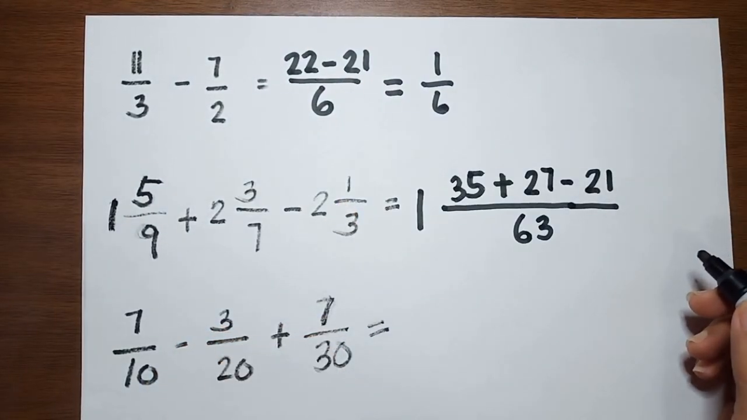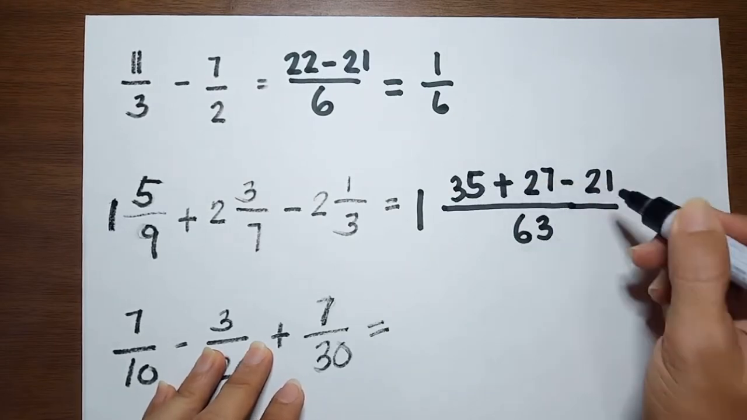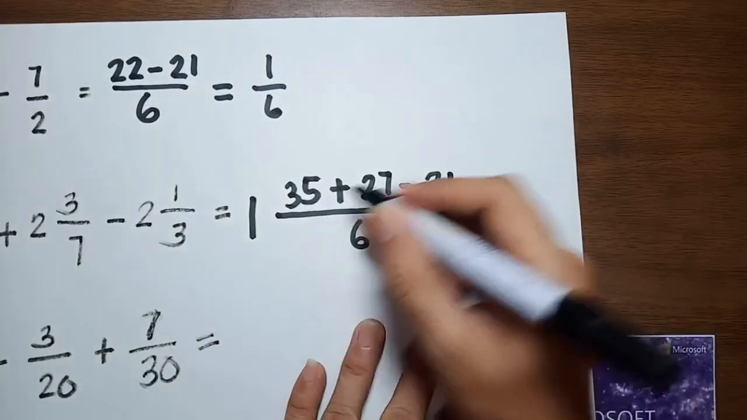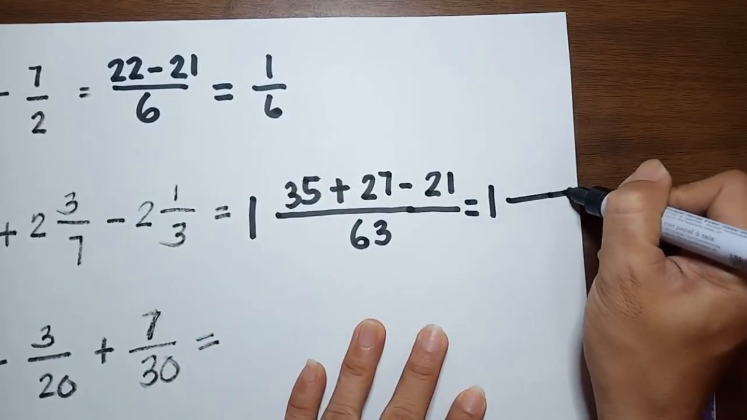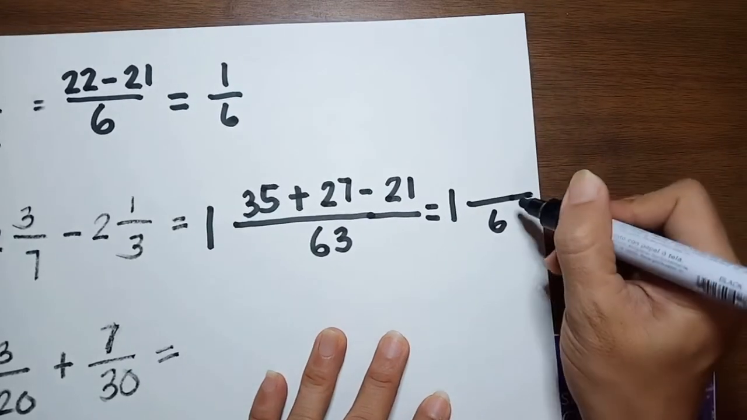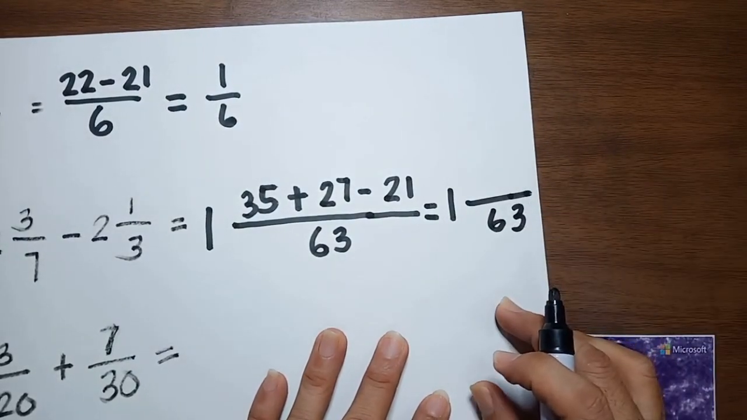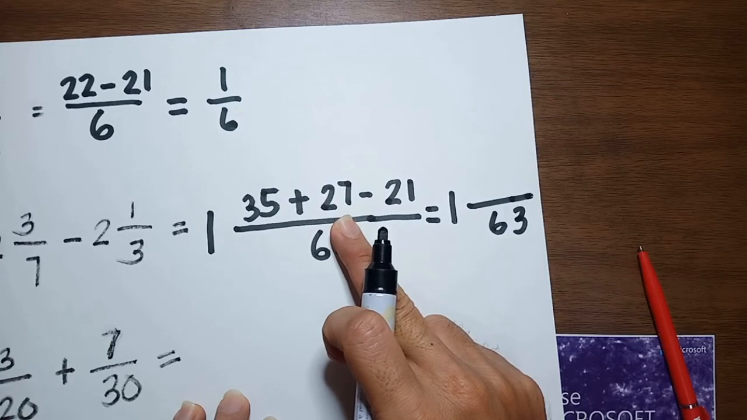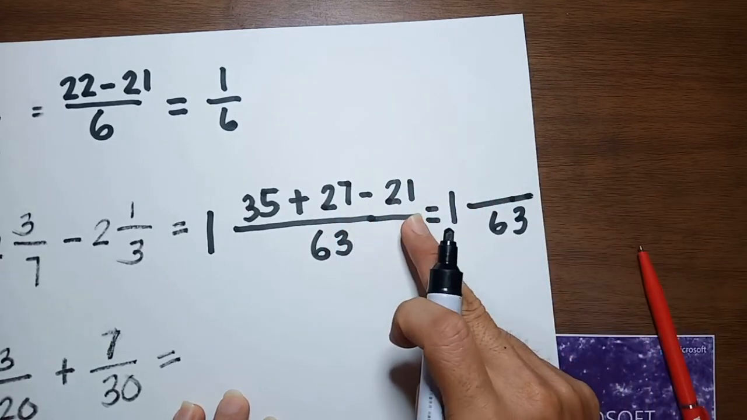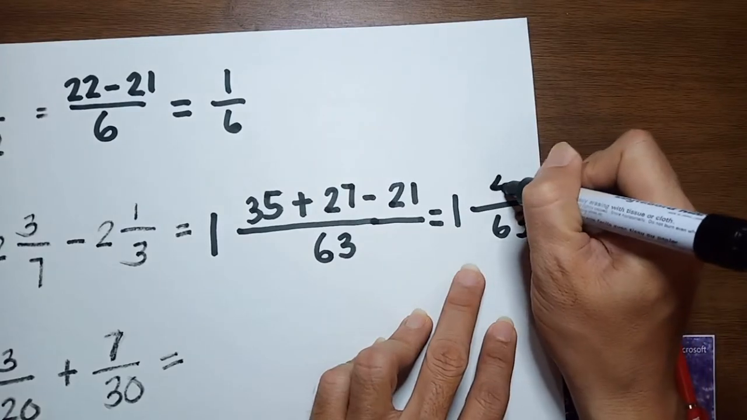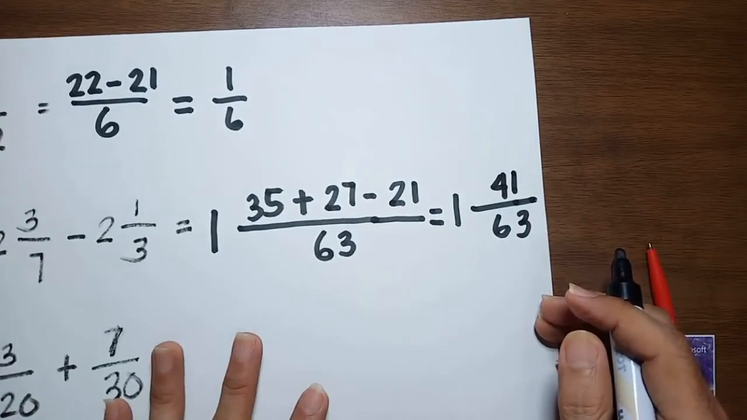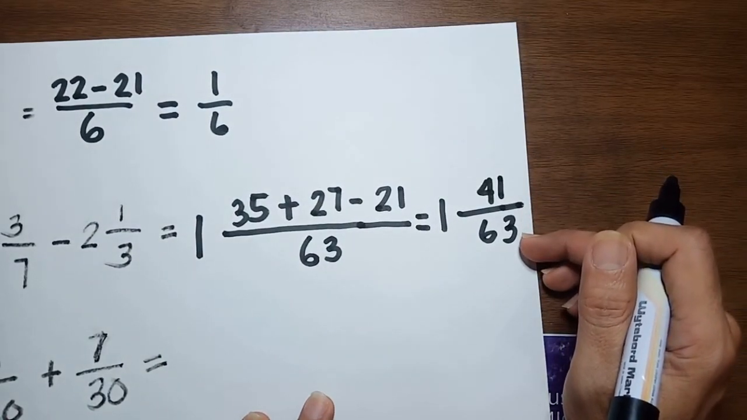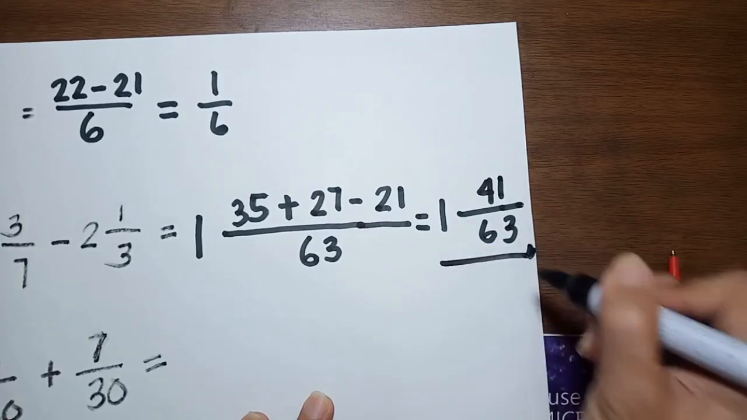Then afterwards, we perform the operations in the numerator. So we will have equals, copy equals, then we copy 1. Then we copy the denominator 63. Now we have 35 plus 27, that would give us 62. Then 62 minus 21, that would give us 41. So, since 41 over 63 is already in its simplest form, dili na ni siya ma-reduce, so this is now the final answer.